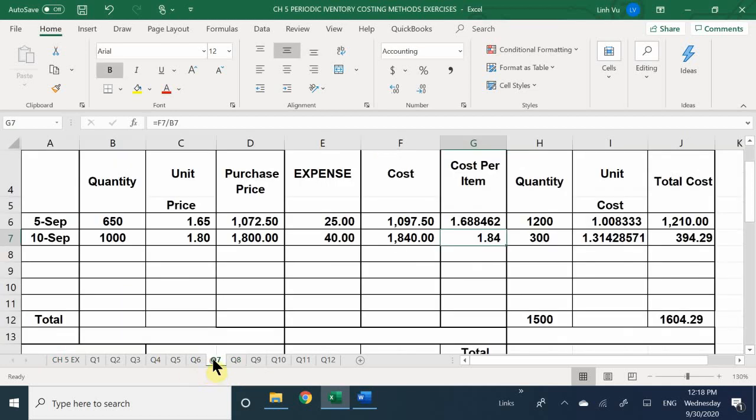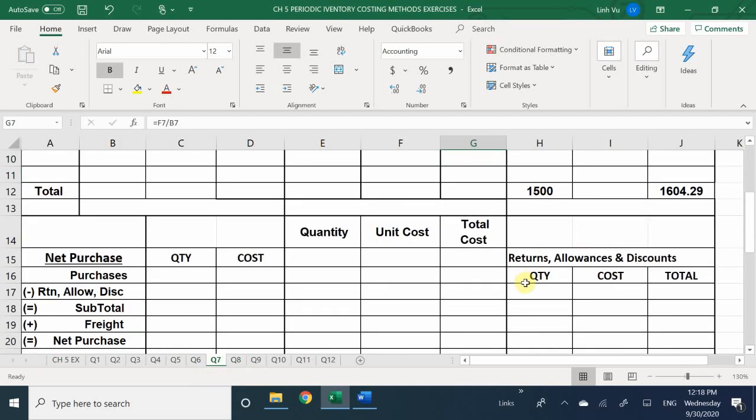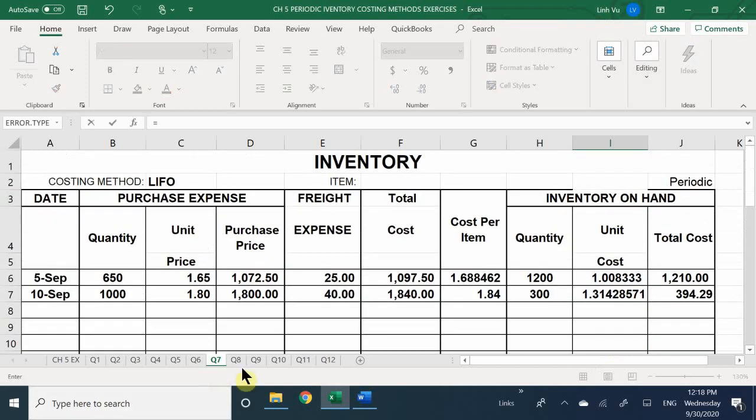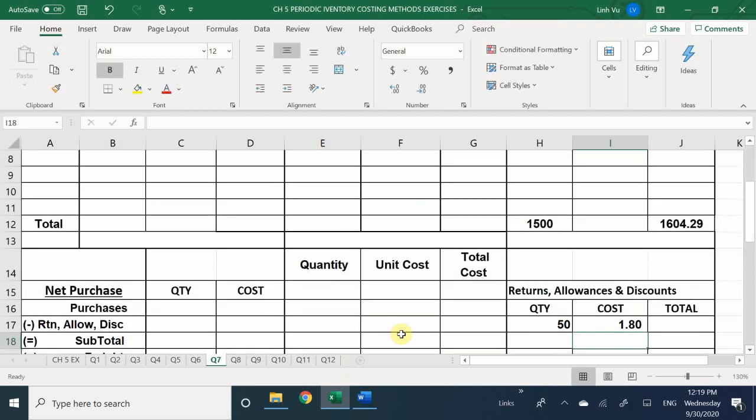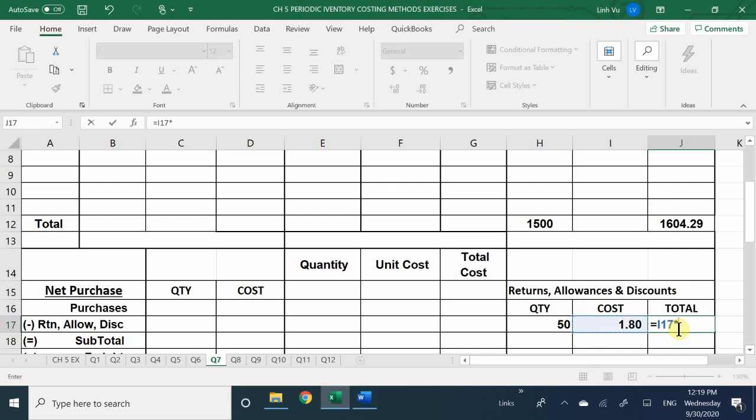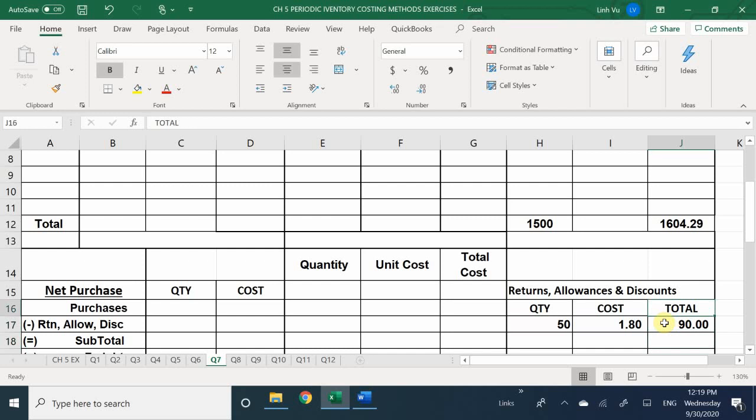Oh, I'm on question 7. So returned 50 for a full refund. So my quantity is going to be 50, and because I have to assume that it's going to be the previous batch, I'm returning 50 of those items, which cost me $1.50. So my total refund is going to be for $90. Okay. I'm going to double confirm that it is going to be for $90.